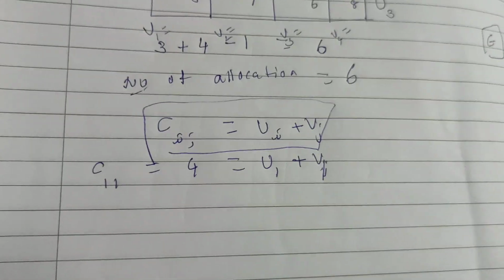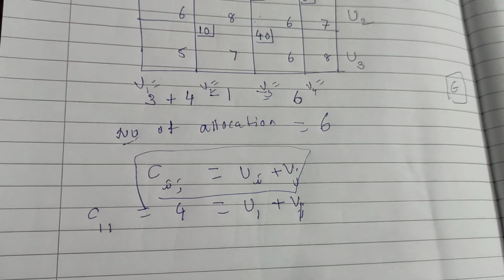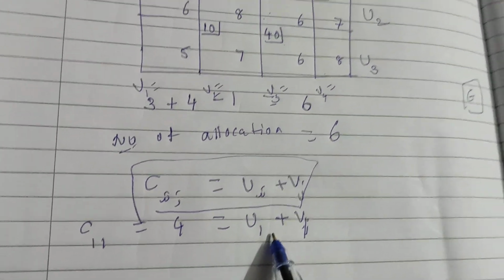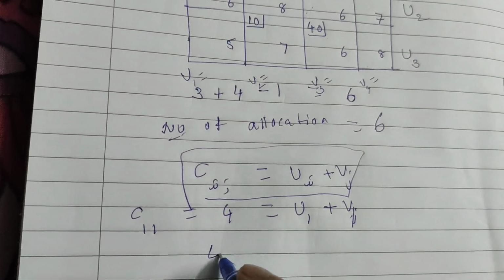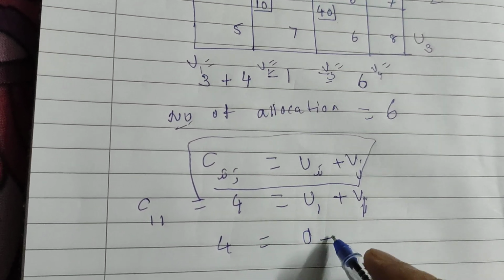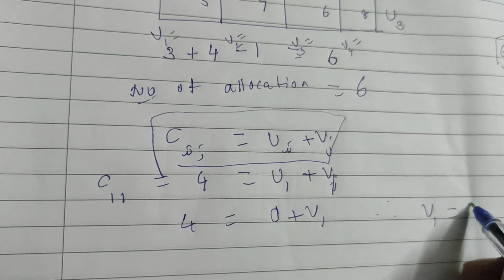Right? C11 is equal to 4, which is U1 plus V1. Assuming the U1 value is equal to 0, therefore 4 is equal to 0 plus V1. Therefore, V1 is equal to 4.